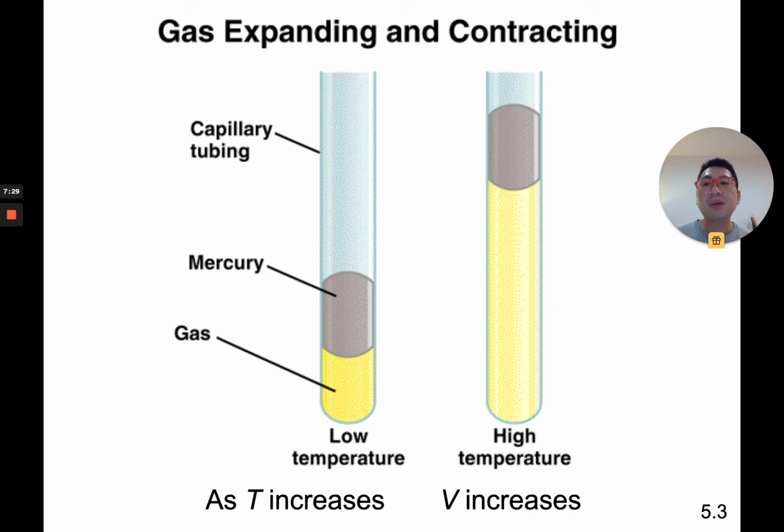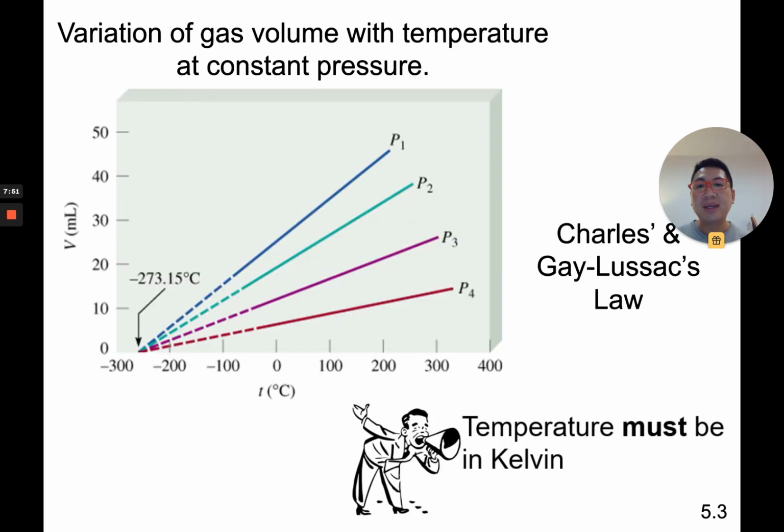The relationship where as one variable increases, the other one increases, is known as directly proportional. The last one was inversely proportional, that is, as one increases, the other decreases, like a seesaw. In directly proportional, if A goes up, B goes up. If A goes down, B goes down. So that's directly proportional. Here's the relationship between volume and temperature of a gas.